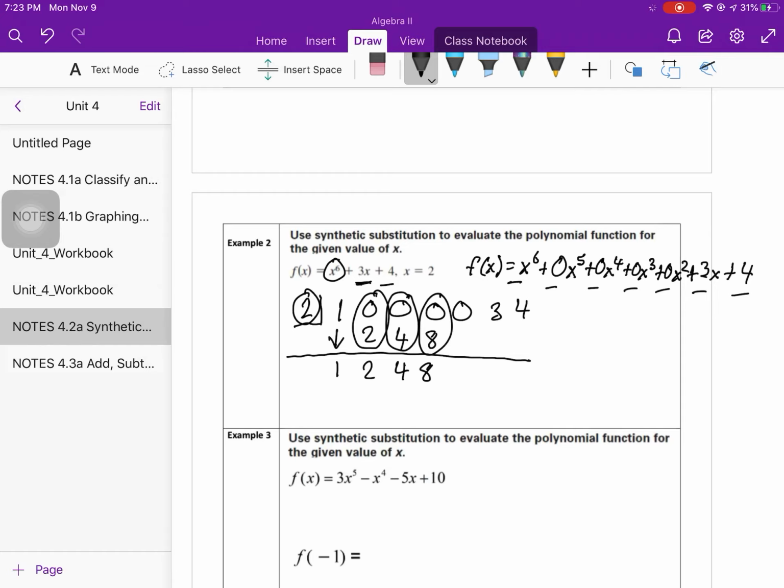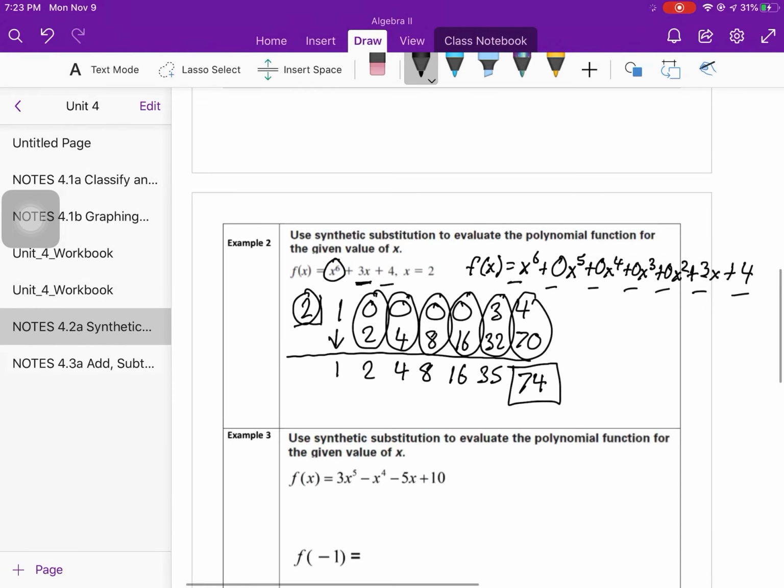And then we multiply 2 times 8 to get 16. Add those, we get 16. 2 times 16 is 32. Add those, we get 35. And then 2 times 35 is 70. We add the last two pieces to get 74.